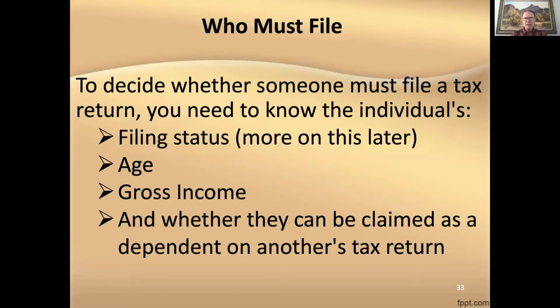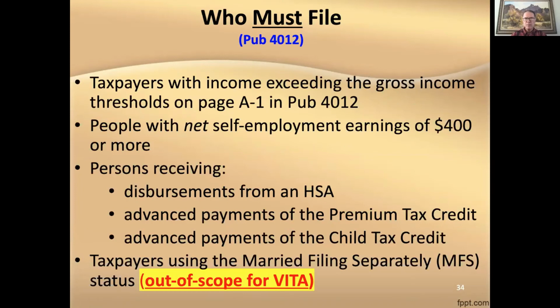But in order to decide that, you're going to need to know their filing status, their age, and their gross income, and if they are claimed as a dependent on somebody else's tax return. So those decisions all relate. You have to know four pieces of information in order to determine if they must file. If they have income that exceeds the gross thresholds, if they have net employment earnings of $400 or more, if they receive disbursements from an HSA or the advance payments from the premium tax credit or the advance payments of the child tax credit, then they have to file.